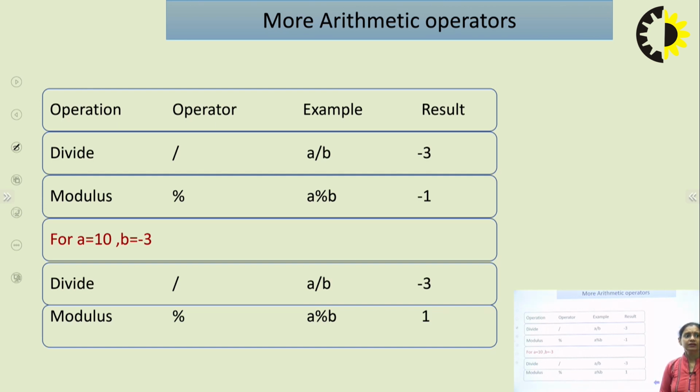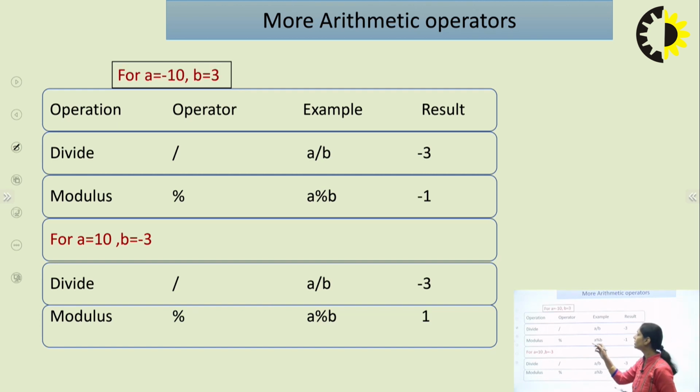The next one is the difference between the divide and the modulus operator that we just checked. When A equals minus 10 and B equals 3, the quotient returned is minus 3 and the remainder returned is minus 1. Now when the value of A is positive and the value of B is negative, A divided by B would be minus 3 only, but the remainder becomes 1.